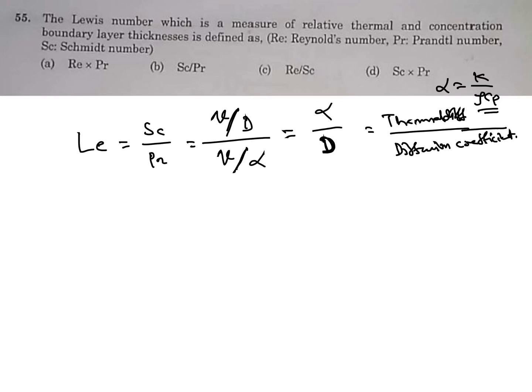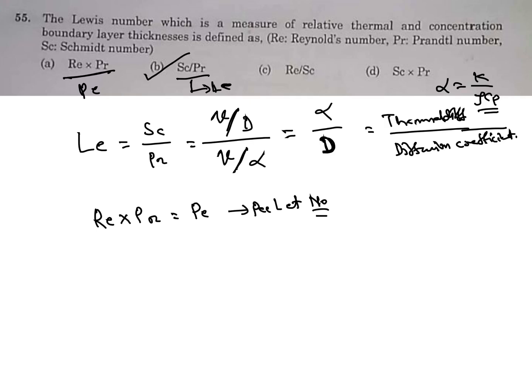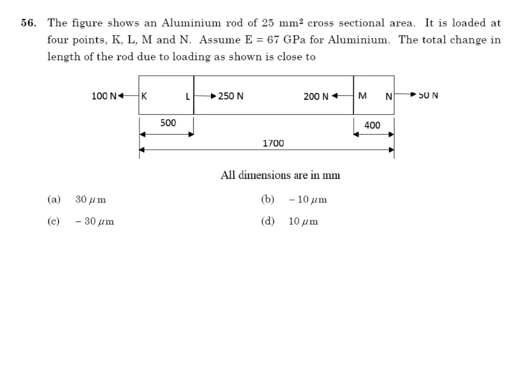Then one more thing is important here. Reynolds number into Prandtl number. This is Prandtl number. This is also important. Reynolds number into Prandtl number, this is Pe and this is Le, Lewis number. So from option B is the answer. And Prandtl number, we know it's momentum diffusivity by thermal diffusivity. And Schmidt number is kinematic viscosity divided by diffusion coefficient D. Same question was asked in ISRO 2016.